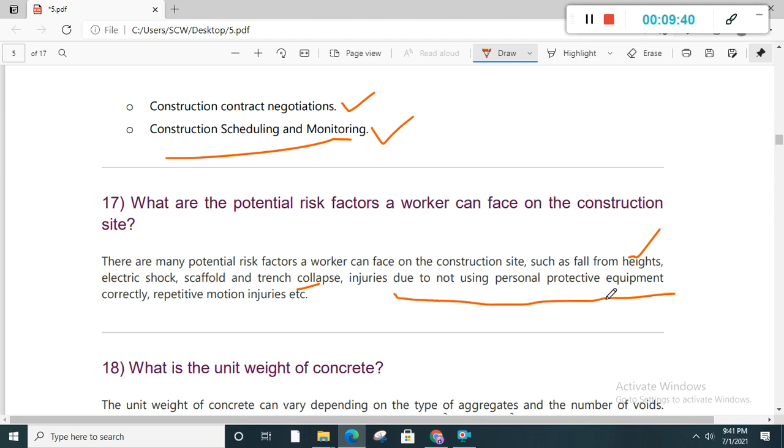Suppose you are working without personal protective equipment. Okay, so this is very famous. This PPE became very famous because of COVID. That means personal protective equipment.